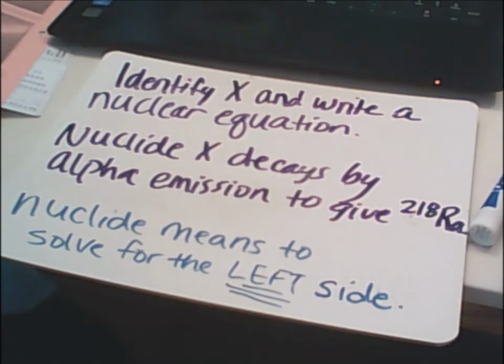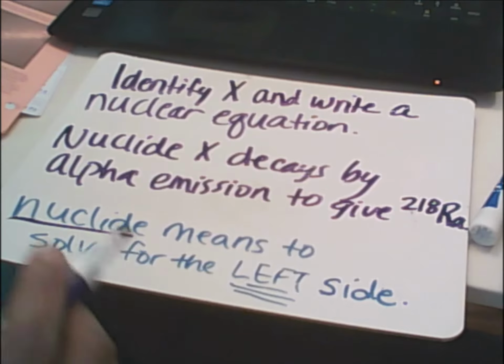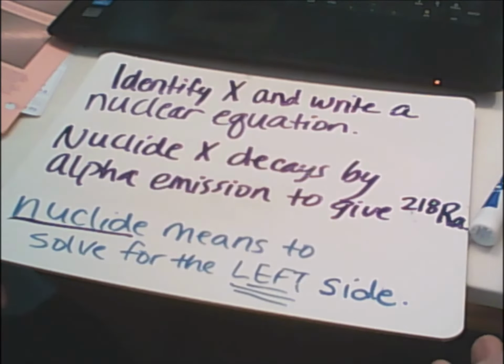Now, whenever you see an equation that says nuclide, that means you're going to solve for the left side. If you recall from the previous video, when we were doing problems in which you had an element already decaying by a certain radioactive material, you were solving for the right side. In this particular example, you are solving for the left side. So when it says nuclide, they want you to identify it. That means you're going to solve for the left side. So let's get started with our first example.